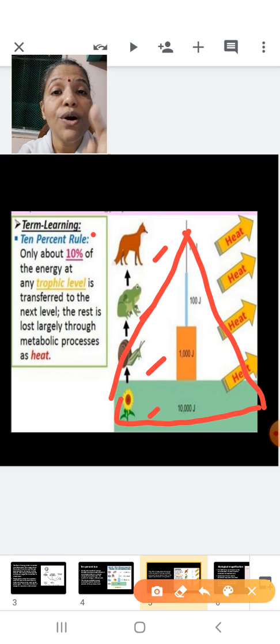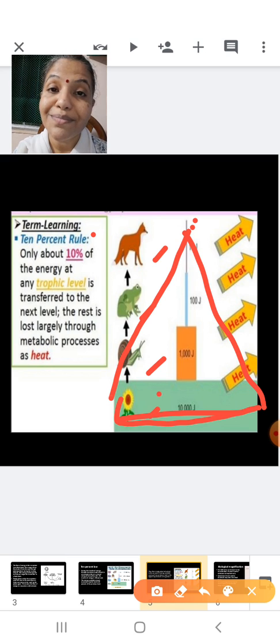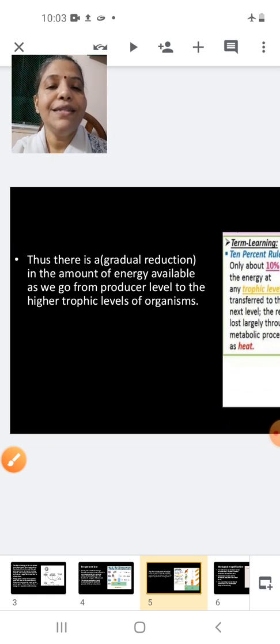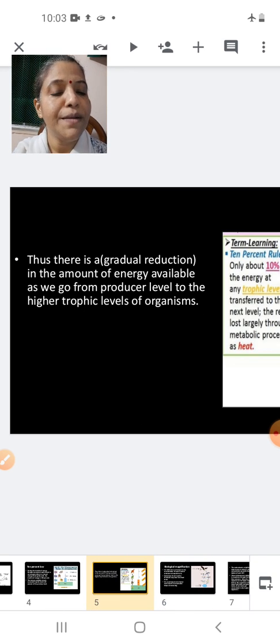Okay, so that's why we draw a pyramid. It is a triangle because the base is going to have more amount of energy as compared to that of the apex, and the apex will be always occupied by the top level carnivore. And so sad, you see, the top level carnivores are going to get very little amount of energy as compared to that of the producers. Thus there is a gradual reduction in the amount of energy available as we go from producer level to the higher trophic level of organisms. Okay, students, I hope you have understood the 10% law.